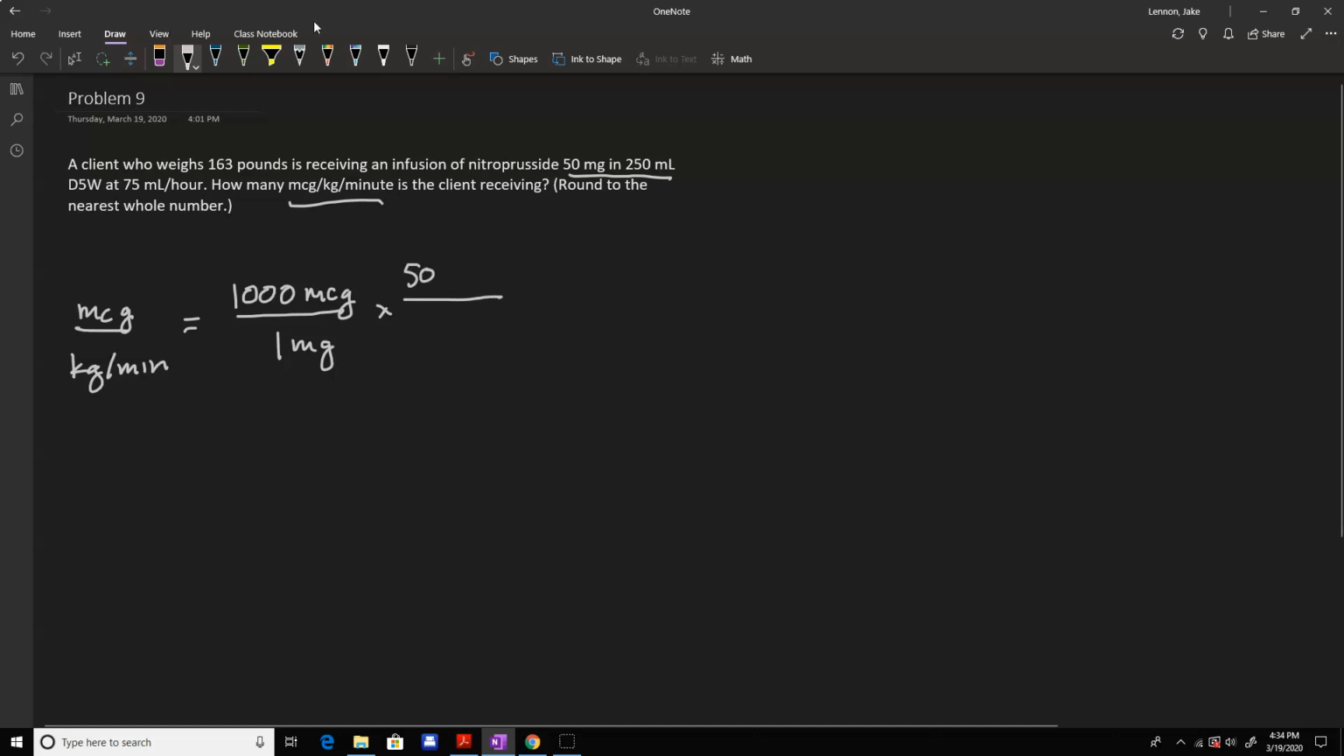So we have the 50 milligrams on top, so the milligrams cancel. 250 ml on bottom, so the milligrams are gone. Now I want to cancel milliliters. So I've got 75 milliliters per hour. So 75 ml goes on top, 1 hour goes on the bottom. Okay, so I know I want minutes on the bottom instead of hours, so I can change my hours to minutes. So 1 hour is the same as 60 minutes.